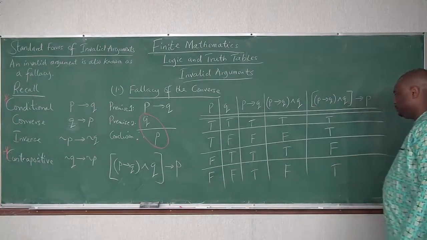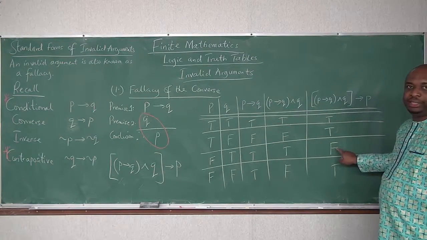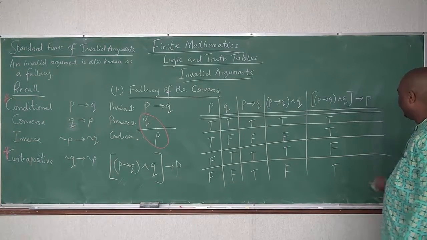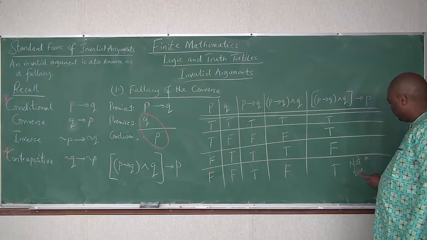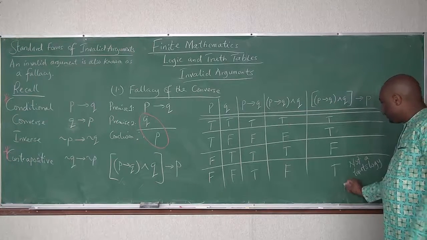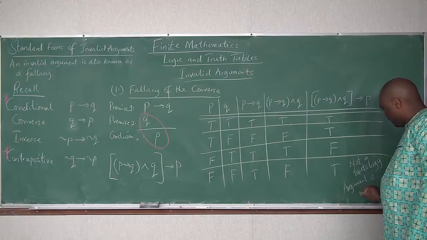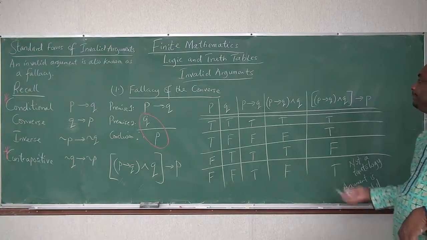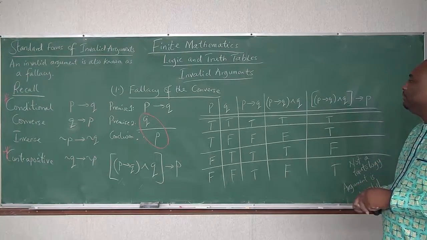Because this is not a tautology, it is a contingency, the argument is invalid. So that is the fallacy of the converse. We have just verified the invalidity using the first method.